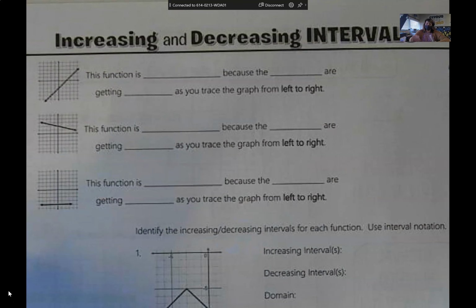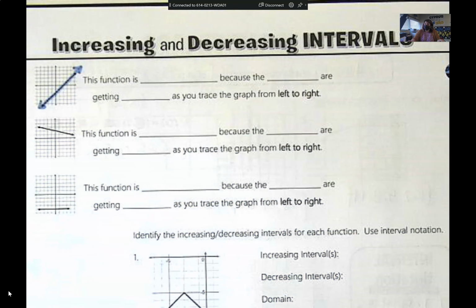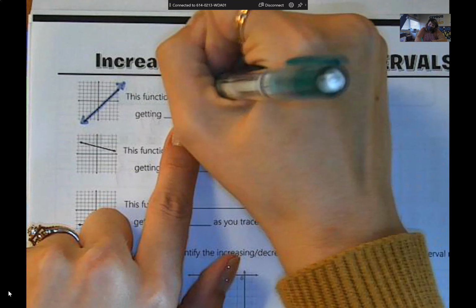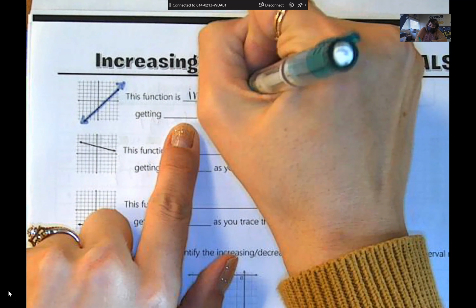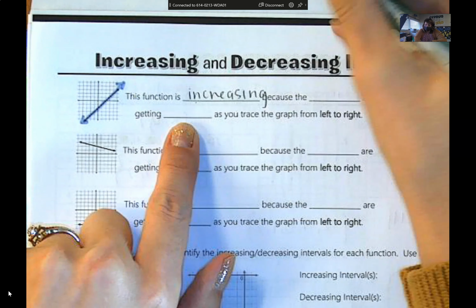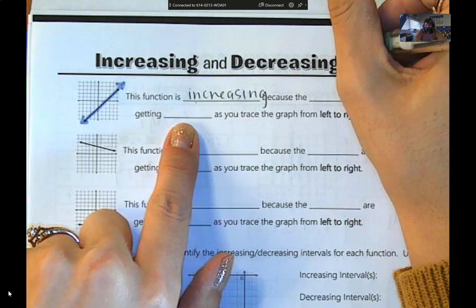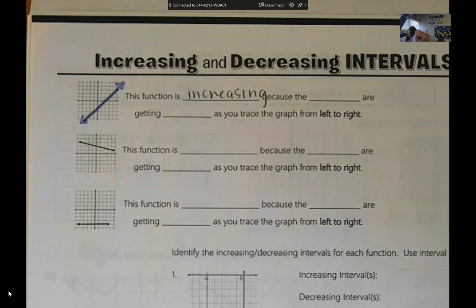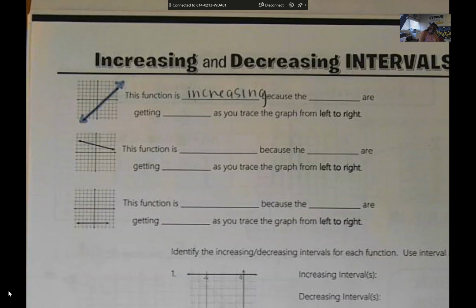And our first function that we're seeing is an increasing interval. So I'm just highlighting it in a darker color. This function is increasing because as the, well, I don't know. What do you guys think goes in that blank?